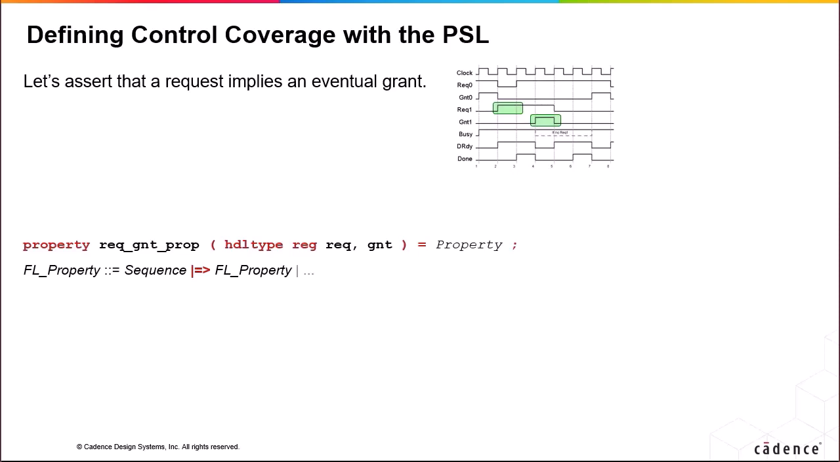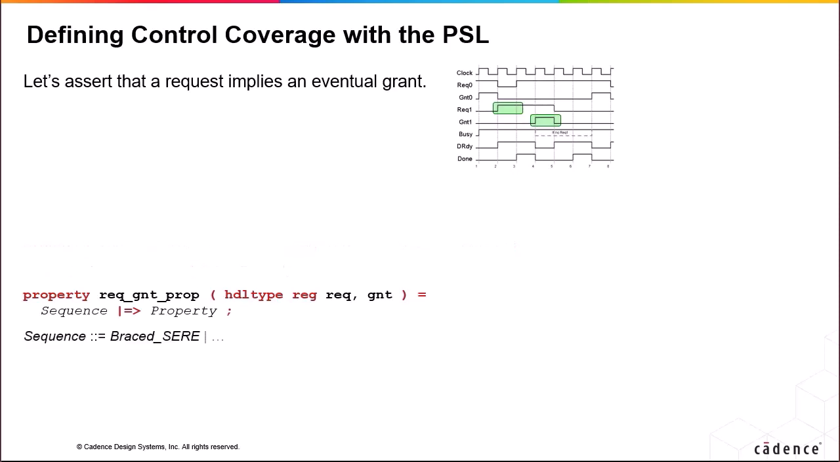Failure of the left operand to complete is a vacuous pass. The attempt vacated. It went away. Failure of the right operand to complete is failure of the attempt. Following this syntax, we insert an antecedent left operand sequence placeholder, a next cycle implication operator, and a consequent right operand property placeholder. Something occurring implies that something else must follow.